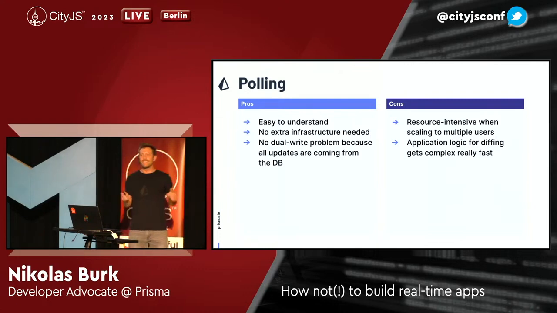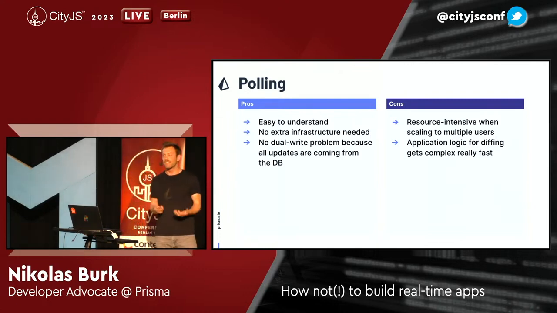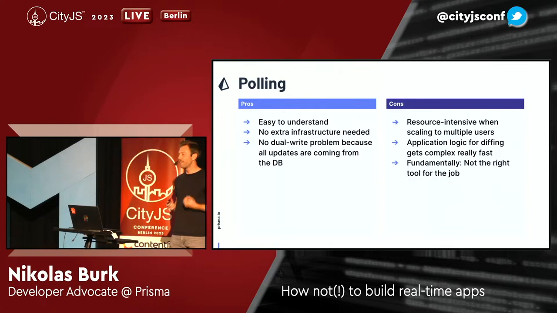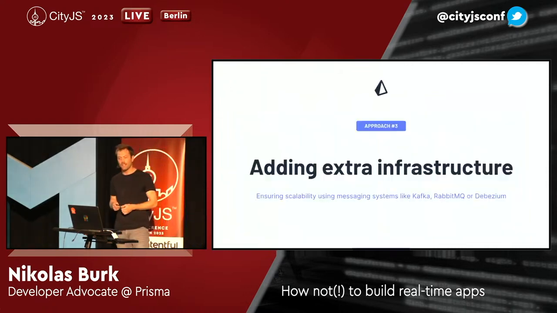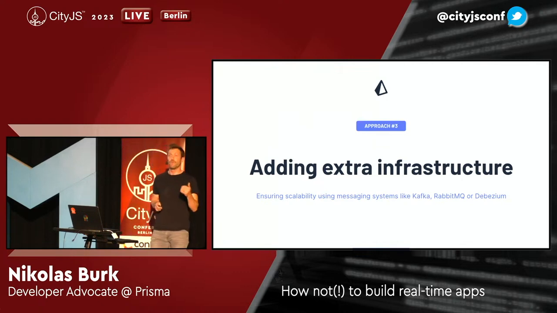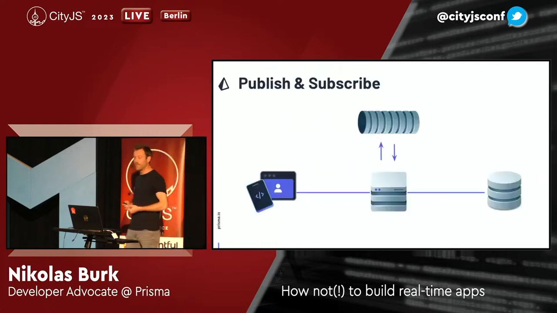And if we think about it as engineers, I think the ambition for ourselves should be that we find the right tool for the job. And for a real-time application, polling really doesn't feel like the right tool for the job, where we ask the database every second, or if you want to simulate actual real-time, maybe every 10th of a second, for new updates. So polling also really doesn't cut it. So the proper way to deal with this problem is that we need to add extra infrastructure to our architecture. And what comes to mind there are message queuing systems like Kafka, RabbitMQ, or Debezium.